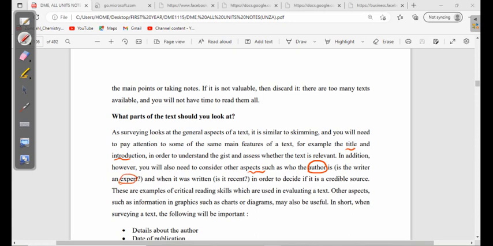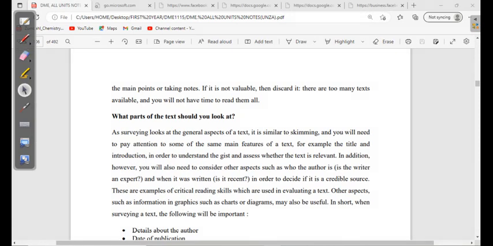You can't start reading something about medicine which was written by an engineer. That is not correct. And you can't read something about building a house which was written by a doctor. It doesn't make sense because they're not an expert in that field. So that's why it is important also to look at the author. You do all this in order to decide if it is a credible source, or if the information which is presented is worth reading or not.